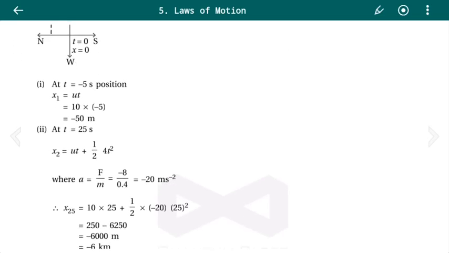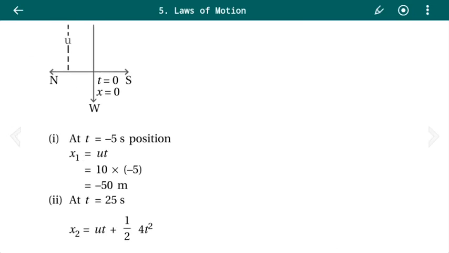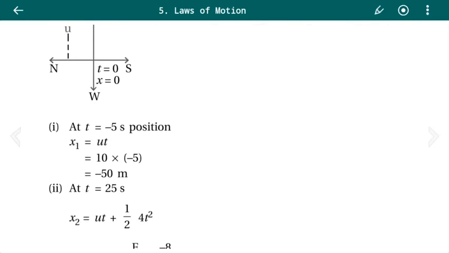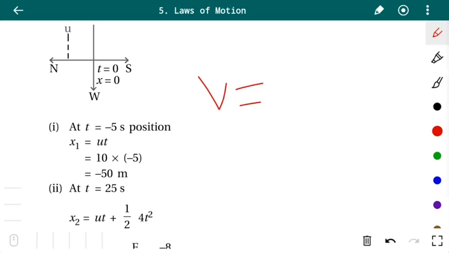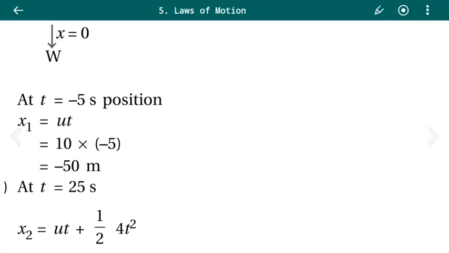Now see, here we are going to use the kinematic equation. First of all, we need to find for t equals minus 5 second. So at t equals minus 5 second, let us see the position. Position is equal to what? That is the velocity into time taken. So here x1 equals u into t. We have taken the equation of velocity, that is v equals d upon t. So d equals v into t. Here we are taking x1 equals ut. Here u is 10 and time taken is minus 5. So it is minus 50 meter.